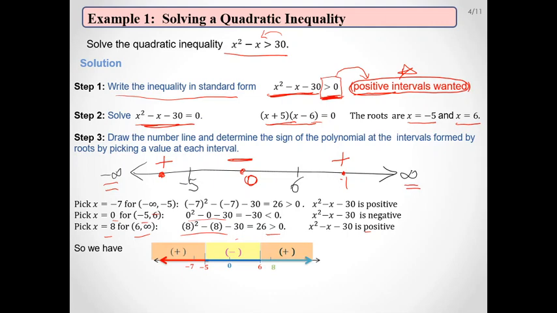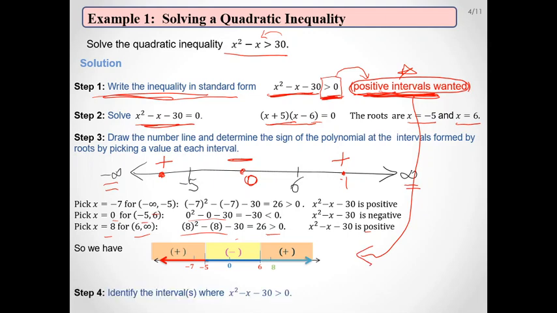Now we go back to step 1 and see what is wanted. It says positive intervals wanted. So what does this mean? We have to find the intervals where x squared minus x minus 30 is bigger than 0. So it means you take the positive intervals.